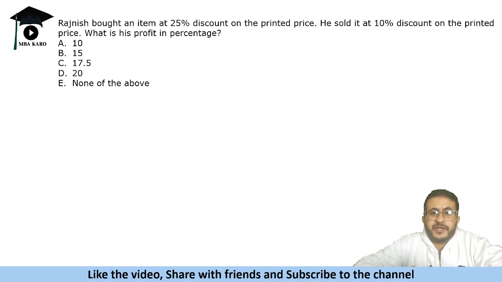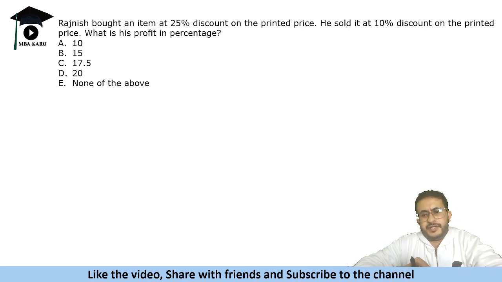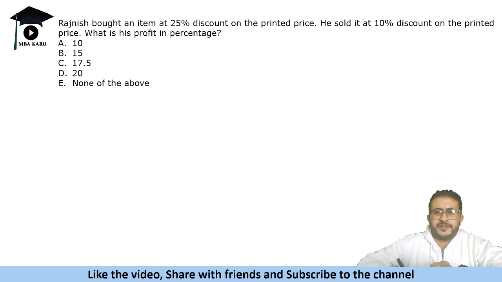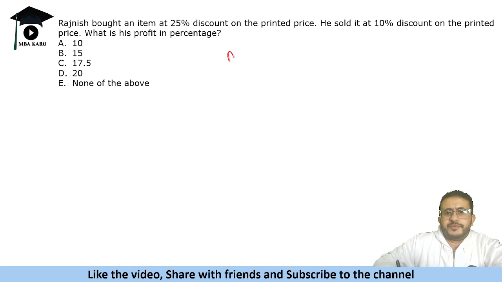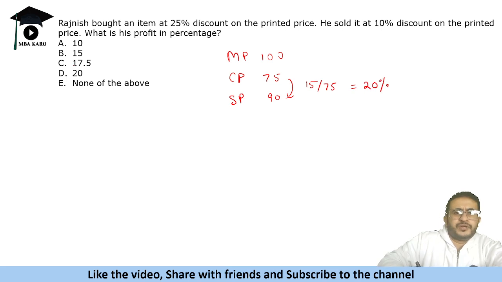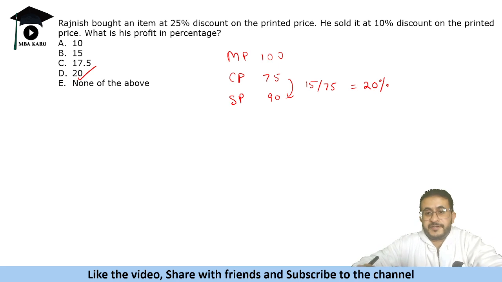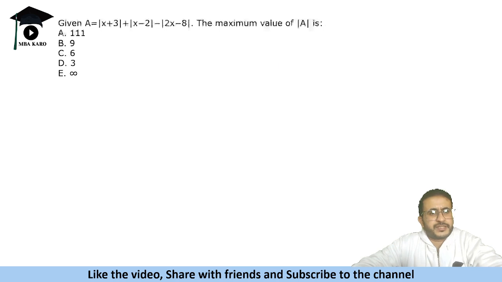Rajneesh bought an item at 25% discount on the printed price. He sold it at 10% discount on the printed price. What is his profit in percentage? It was one of the setters in the paper, and one should have definitely attempted it. So suppose the market price is 100. He bought it at 75 and he sold it at 10% discount, which is 90. So his profit is 15 out of 75, which is 20%. This was one of the easiest questions in the paper, and everyone should have attempted it. Well, let's move on to the next question.